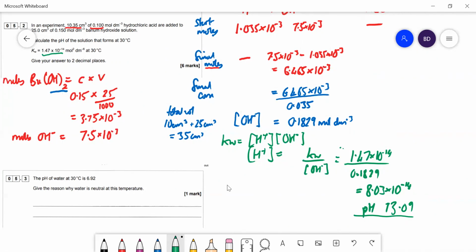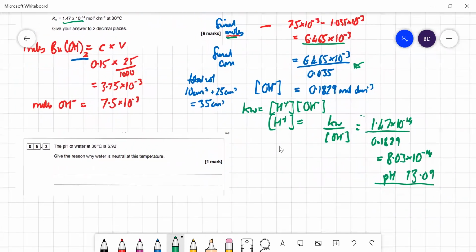I'd say the most common mistake there would be to confuse moles here. This is the final moles with final concentration. You do have to divide by the total volume there to get the concentration of OH−.